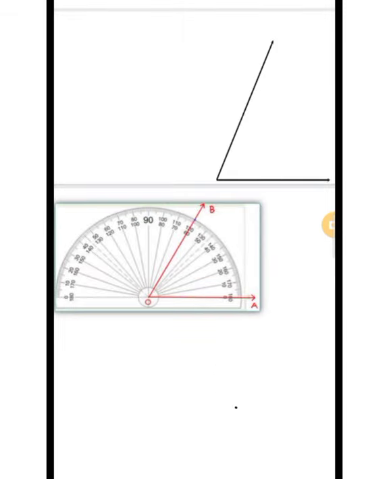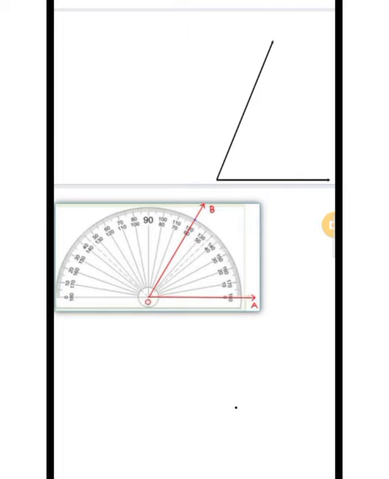How do we have to measure an angle? First what we have to do? We have to place the protractor so that the center point coincides with the vertex of the angle and the baseline coincides with one of the rays. See here, this is the center point of the protractor, right? It coincides with the vertex and the baseline coincides with one of the rays.